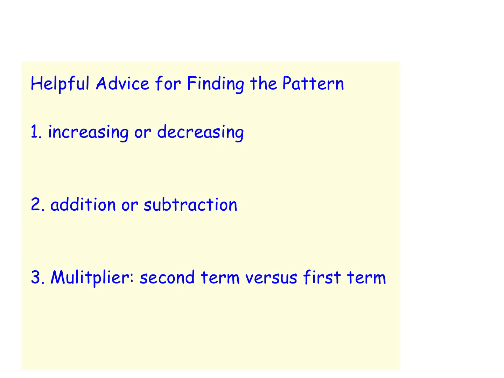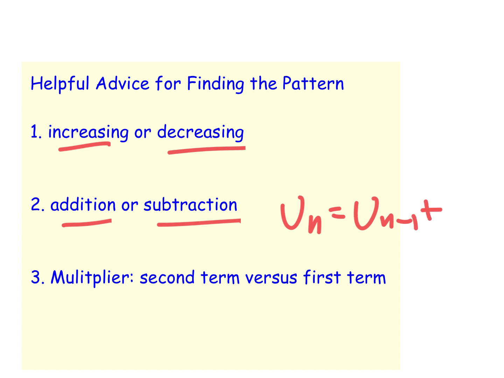All right. So if it's increasing or decreasing, you can tell whether you're using a negative or not. If you're adding or subtracting, then that's called arithmetic. And then your rule always looks like this. And you just add or subtract a number, like that.